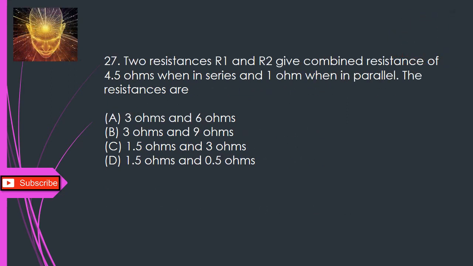2 resistances R1 and R2 give a combined resistance of 4.5 ohms when in series and 1 ohm when in parallel. The resistances are A. 3 ohms and 6 ohms. B. 3 ohms and 9 ohms. C. 1.5 ohms and 3 ohms. D. 1.5 ohms and 0.5 ohms. Correct option is C. The resistances are 1.5 ohms and 3 ohms.